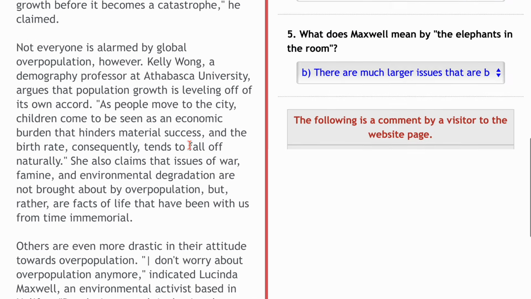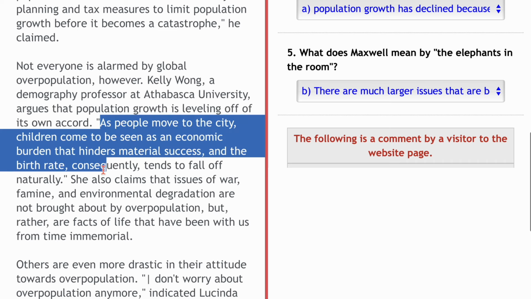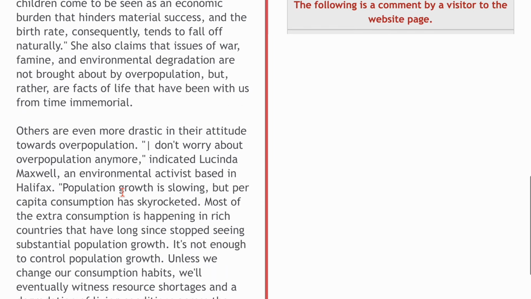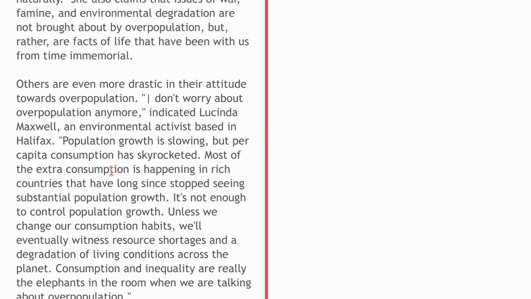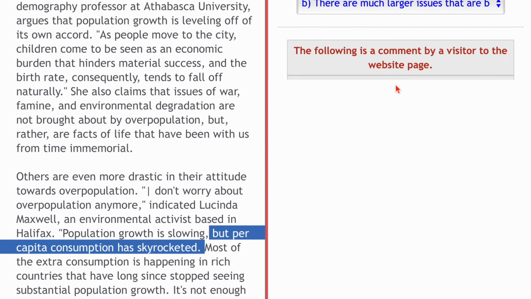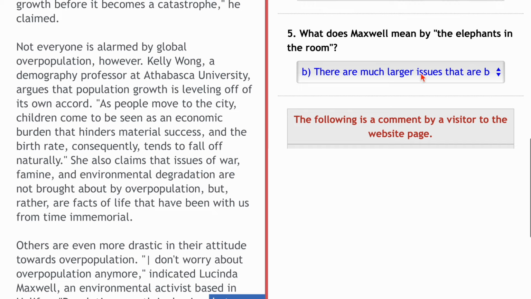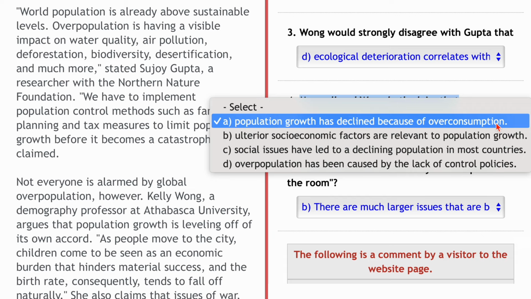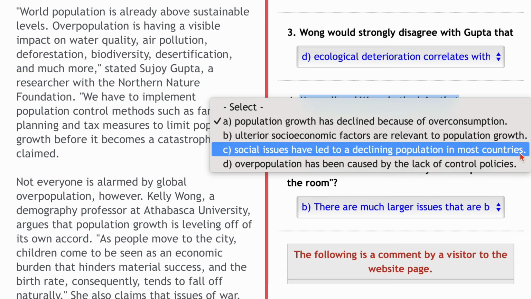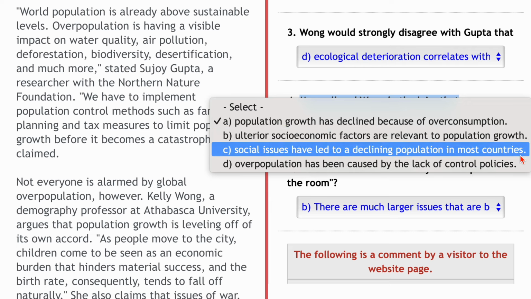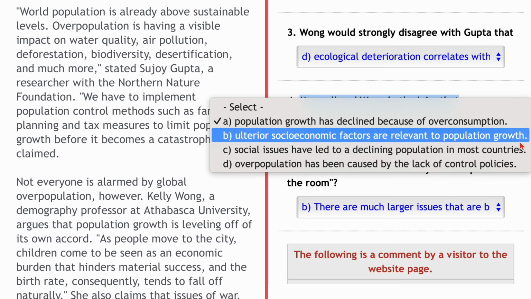Oh, no, sorry, that's as people move to cities, the population will decline, okay? And over here, Maxwell said population growth is slowing, but per capita consumption has skyrocketed. So it doesn't really say it's because of overconsumption. Or it might be, but not Wong, because they both claim that. So, B or C? B. B is the answer.